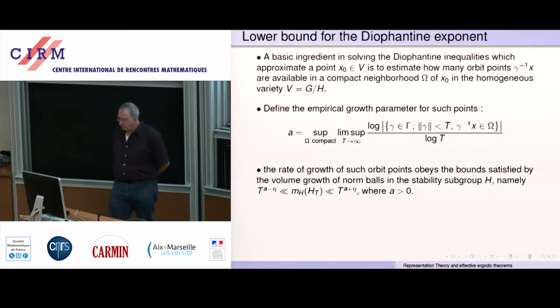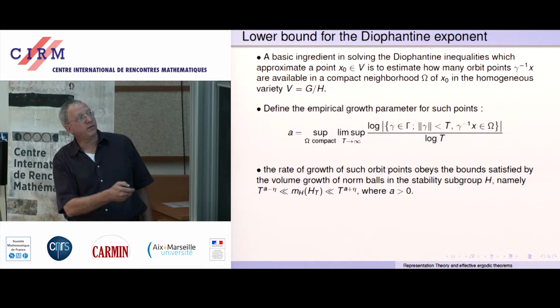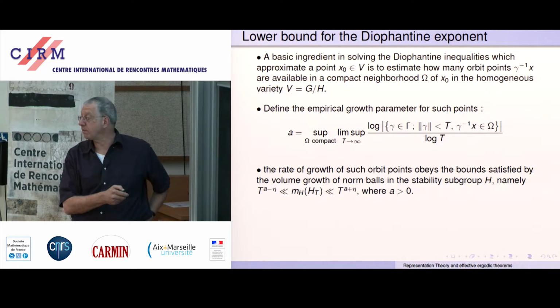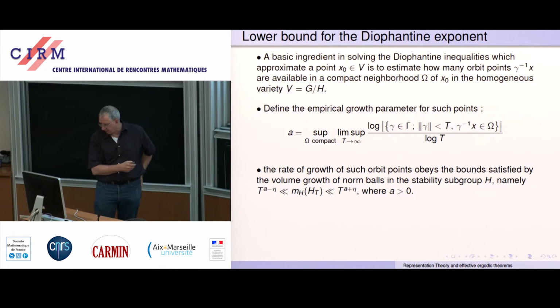And now the rate of growth of such orbit points obeys the bound satisfied by the volume growth of norm balls in the stability group H, namely this A, the A that you have here, is precisely the exponent which is associated with the rate of volume growth of H_T. Okay, so I should say that this is so in all the examples in which we are successful.